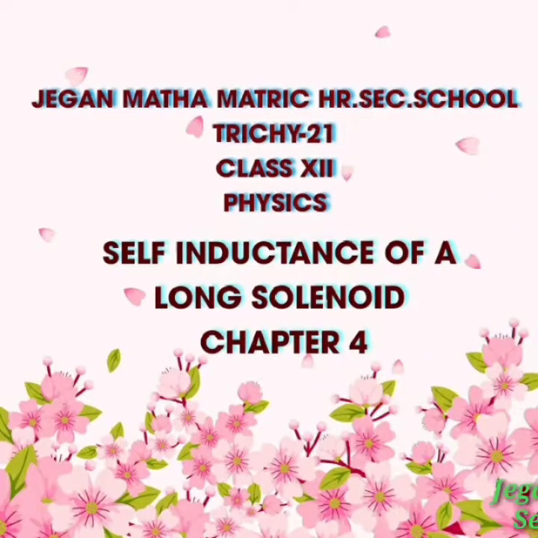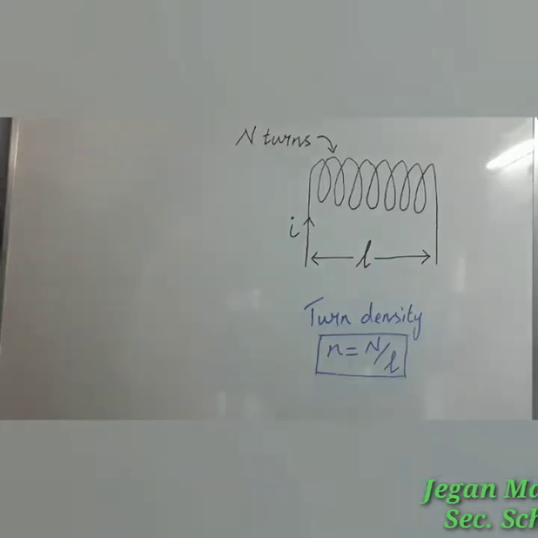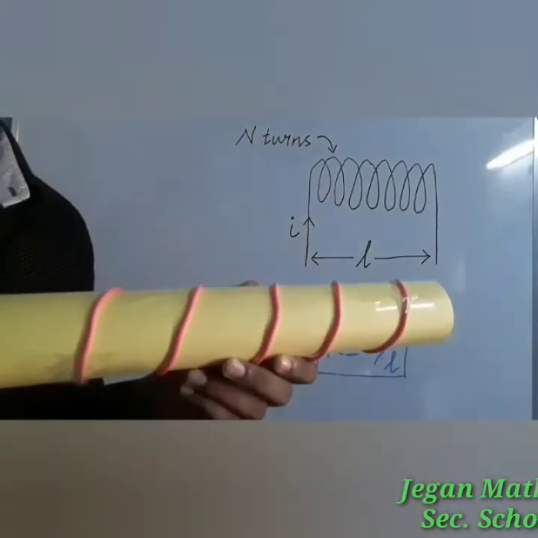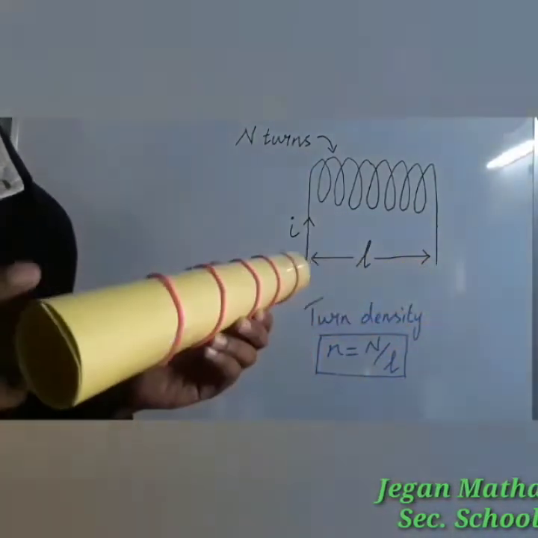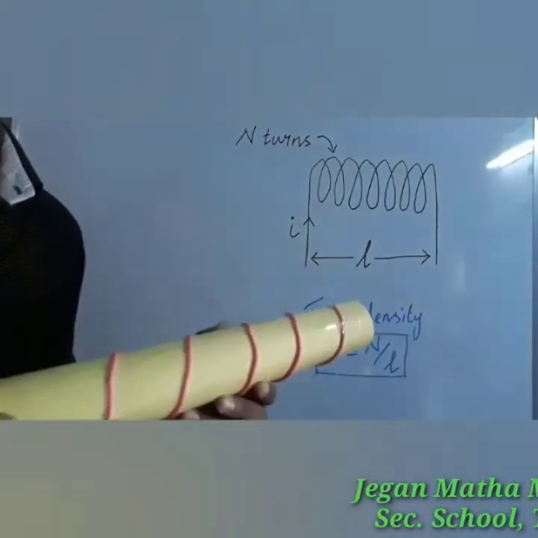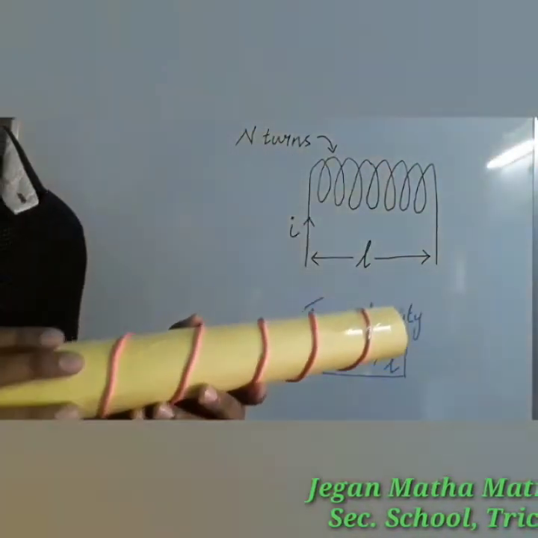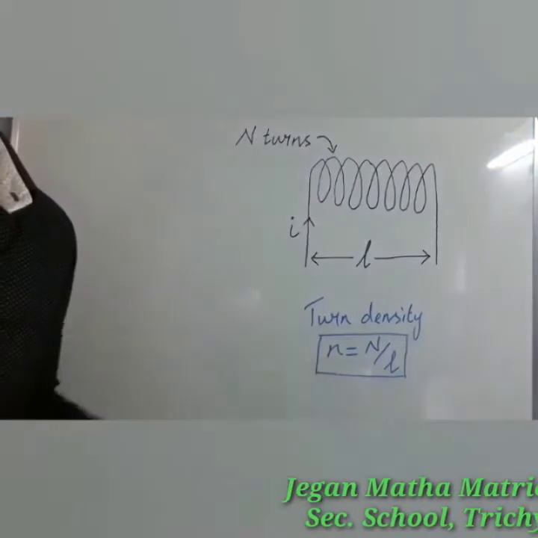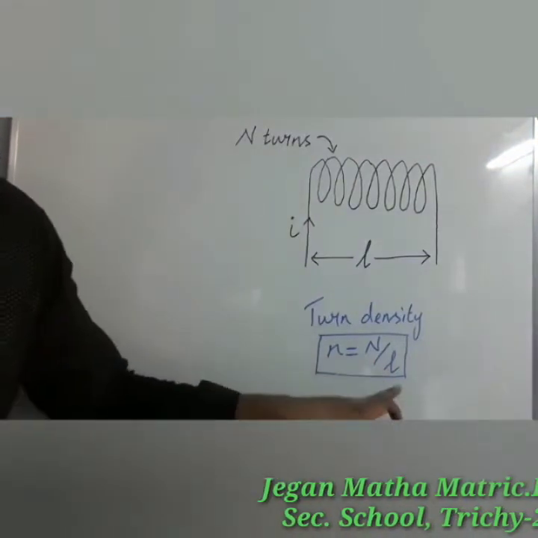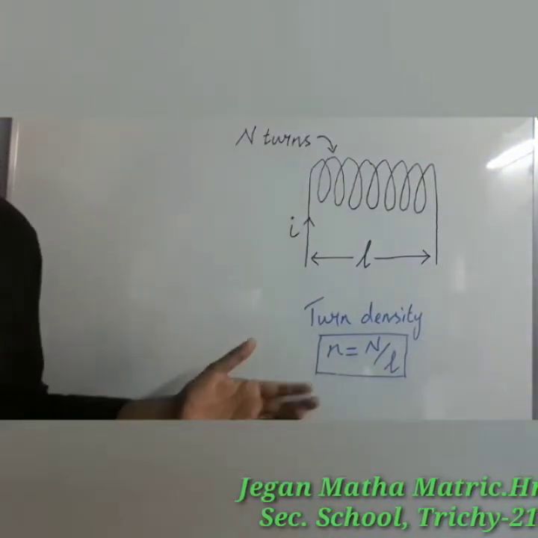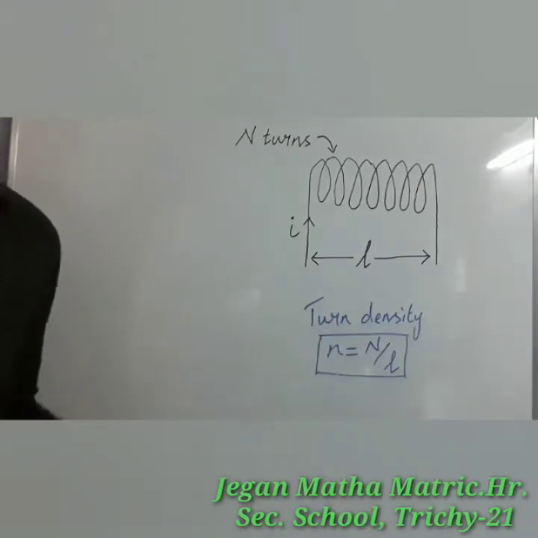Hi students, today we are going to discuss self-inductance of a long solenoid. Consider a long solenoid of length l and cross-sectional area A. Let N be the number of turns in this solenoid. Let n be the number of turns per unit length. That is nothing but the turn density of the solenoid.